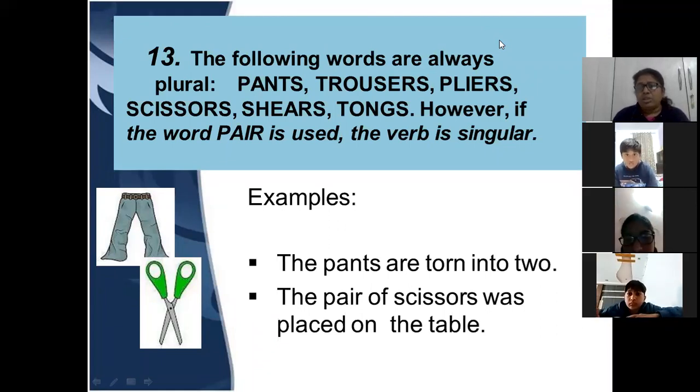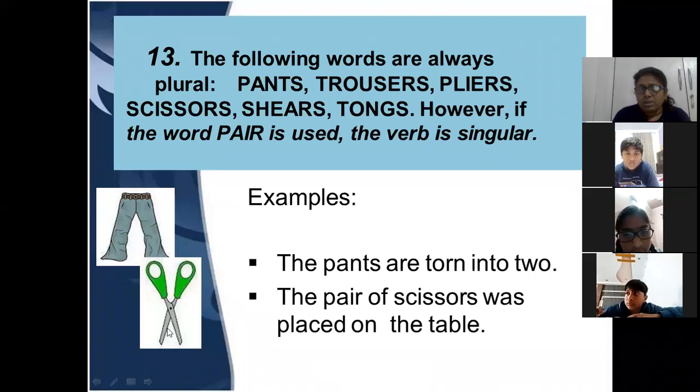Shears are actually a cutting instrument which has two blades. It is used for cutting something, okay? However, if the word pair is used, the verb is singular. Now, here you can see pants. Why do we say pants? Because it has two parts.